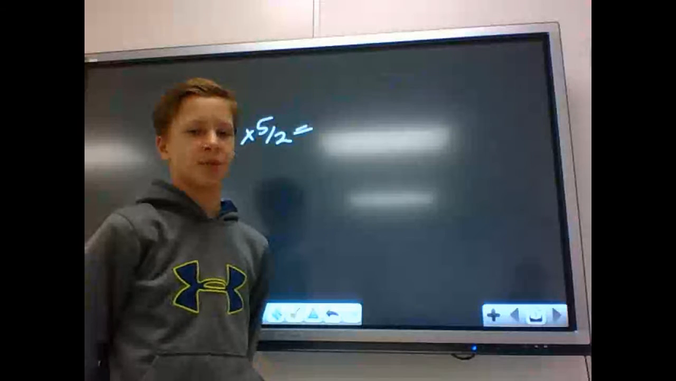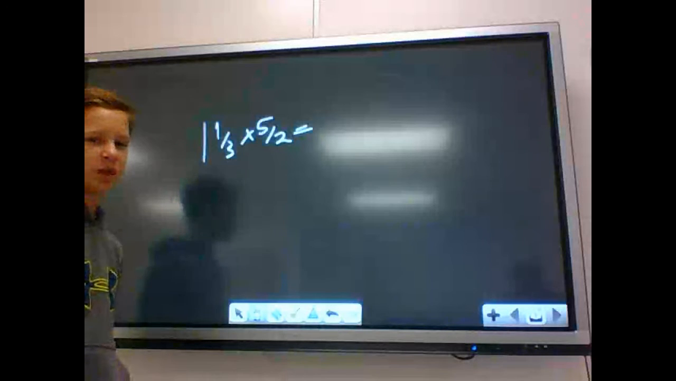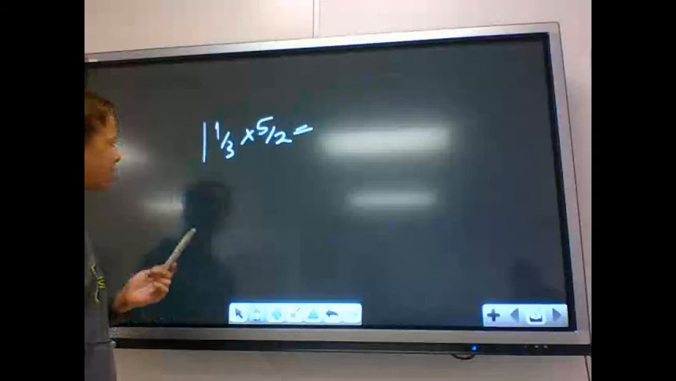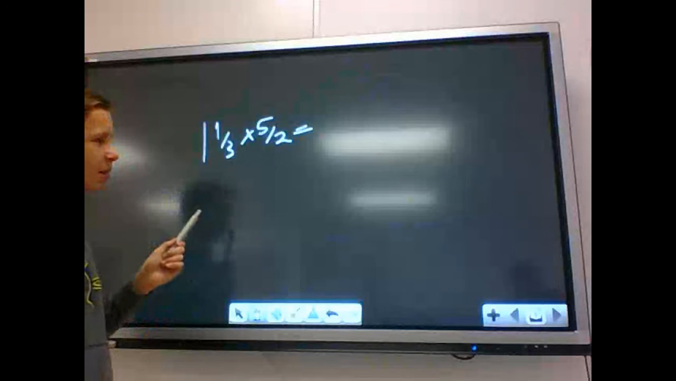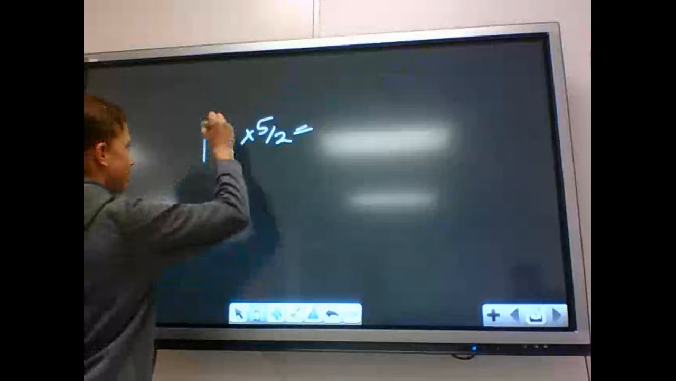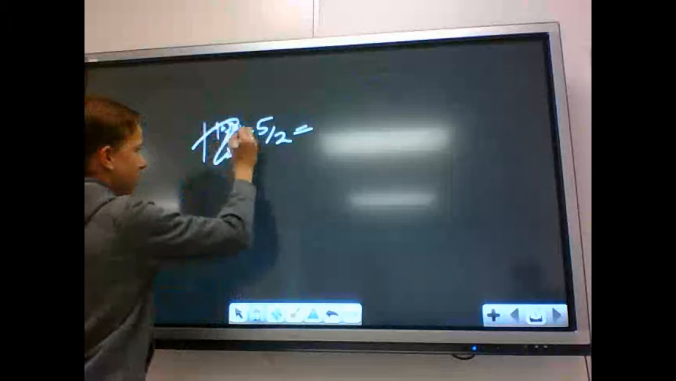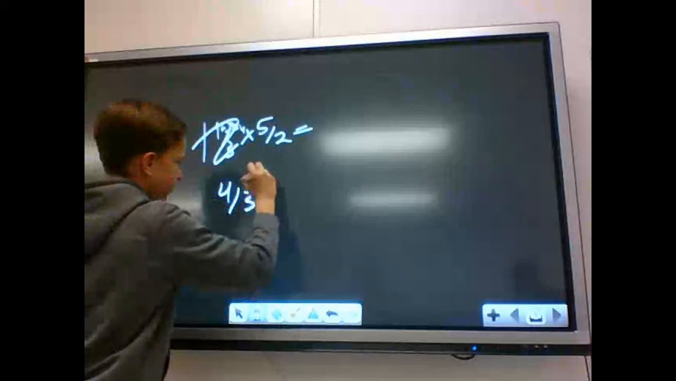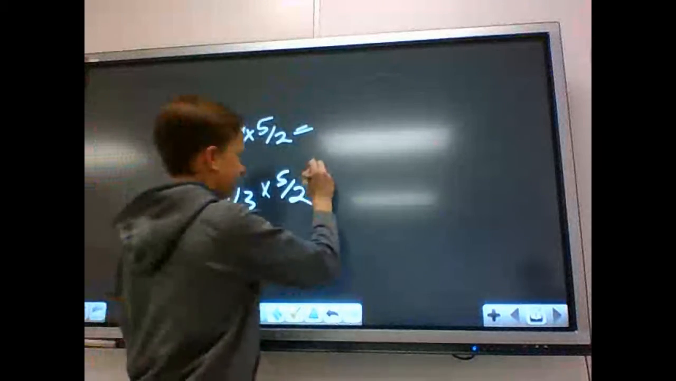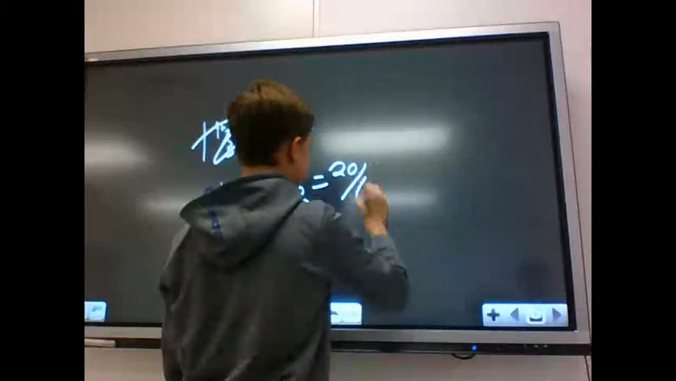Our second example of multiplication is 1 1/3 times 5 over 2. So we have a mixed number, so we make it into a regular fraction. So that means we multiply the whole number by the denominator. And 1 times 3 is 3. So we add that to 1, and it's 4. So now it would be 4 over 3 times 5 over 2. 5 times 4 equals 20, and 3 times 2 equals 6.